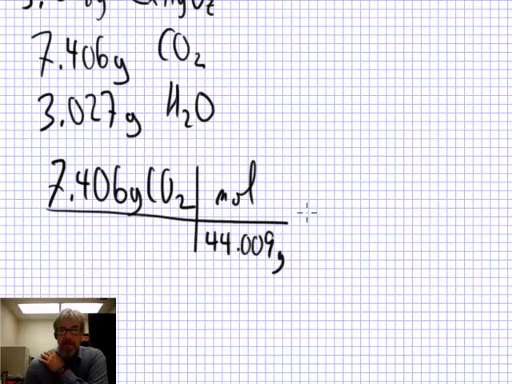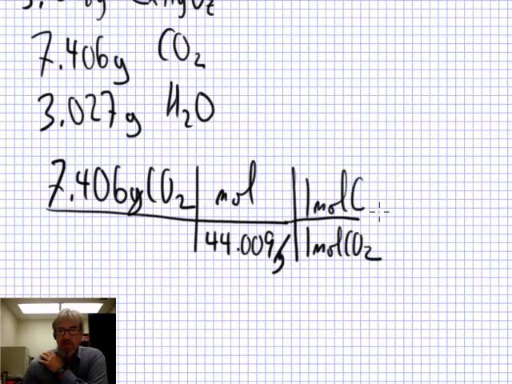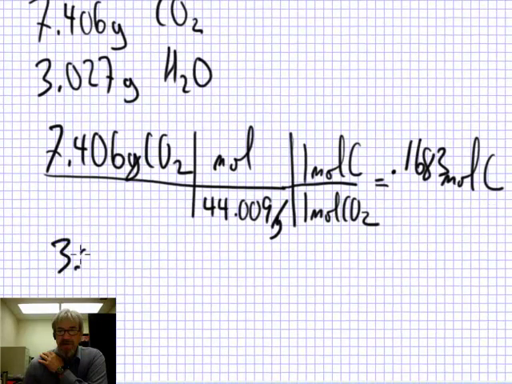And when I do that, I'm going to end up with moles of CO2. But I'm going to take this one step further because I know that every 1 mole of CO2 is going to give me 1 mole of carbon, so this will ultimately give me moles of carbon that were in my original compound. When I do my arithmetic, I find I get 0.1683 moles of carbon. That's the amount of carbon that was in the original compound. Well, I can do the same thing for water.